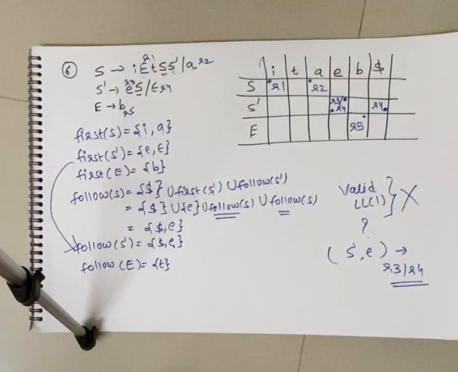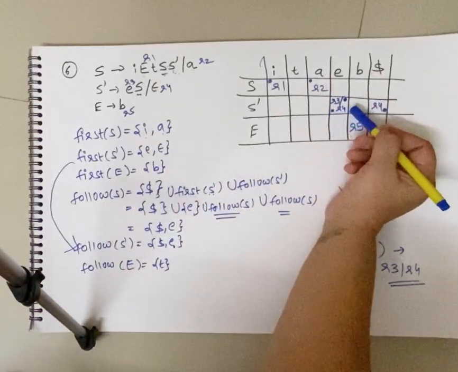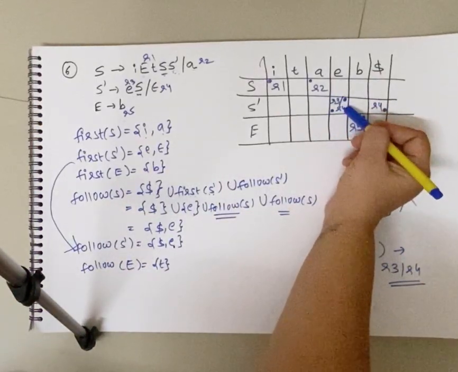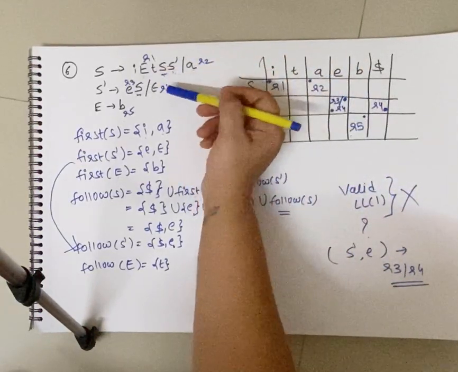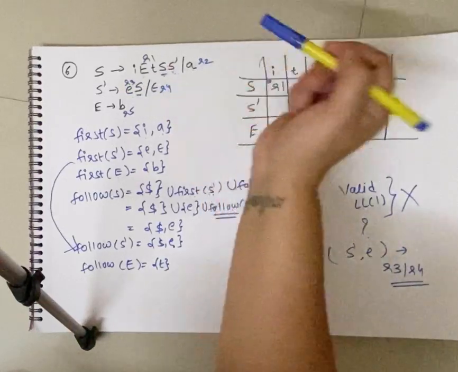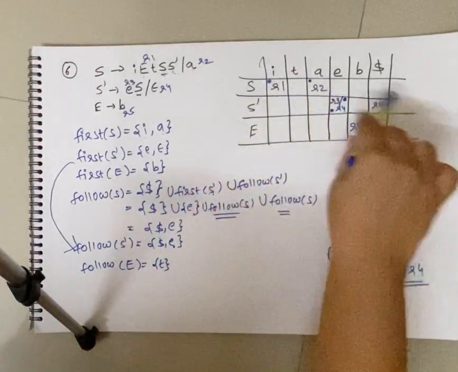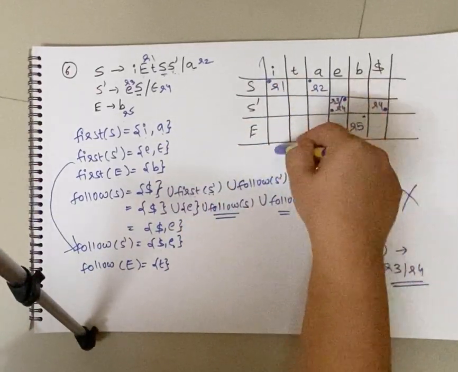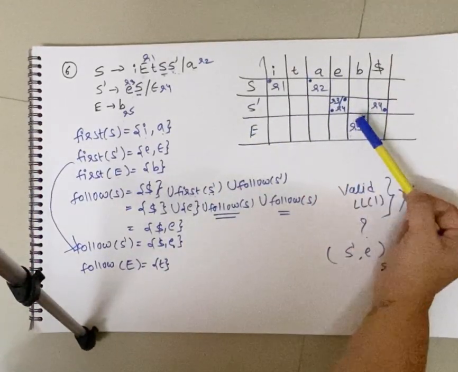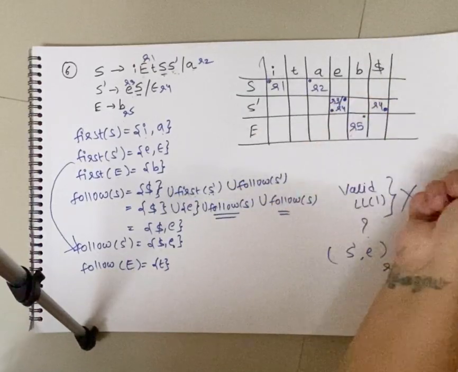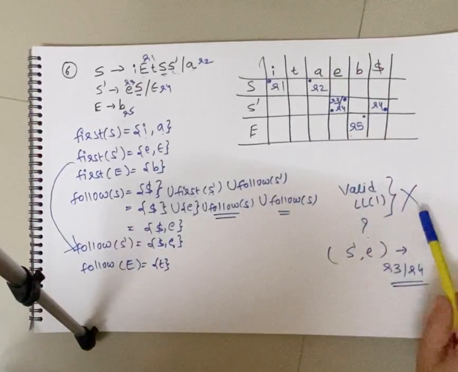What is the issue with having multiple entries? When the parsing algorithm is applied, whenever we access this particular cell, we have two values, so we will not be able to decide whether we should apply reduction using R3 or using R4. That won't be clear, and hence this is called ambiguity. A grammar for which the predictive parsing table has even a single cell where multiple rules are available is not going to be a valid LL1 grammar.